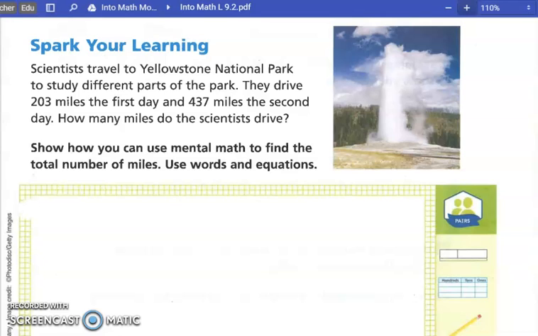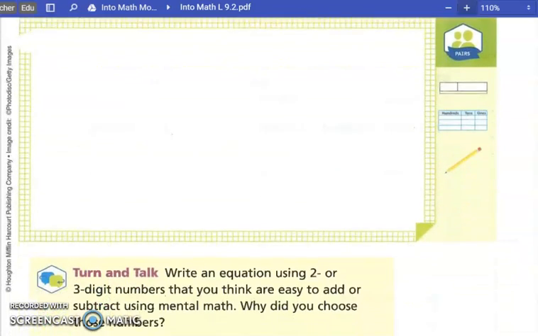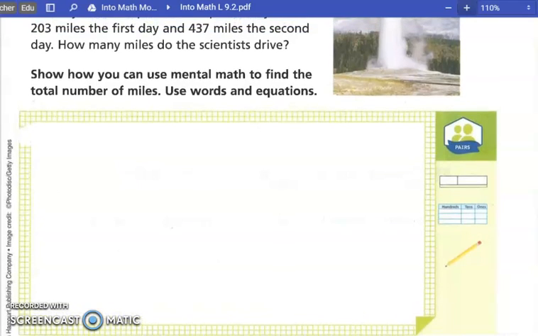And it says, show how you can use mental math to find the total number of miles. So they kind of want you to write down what you did in your head to solve the problem. Okay, so go ahead and work on that. Show how you could do this with mental math. So I told you needed to write down what you would do in your head. Was anybody able to do that?